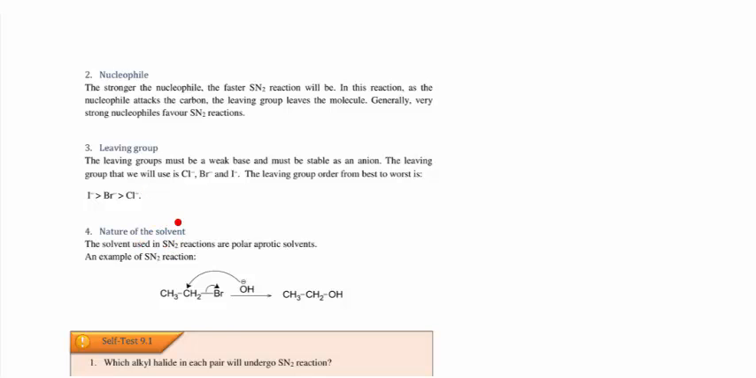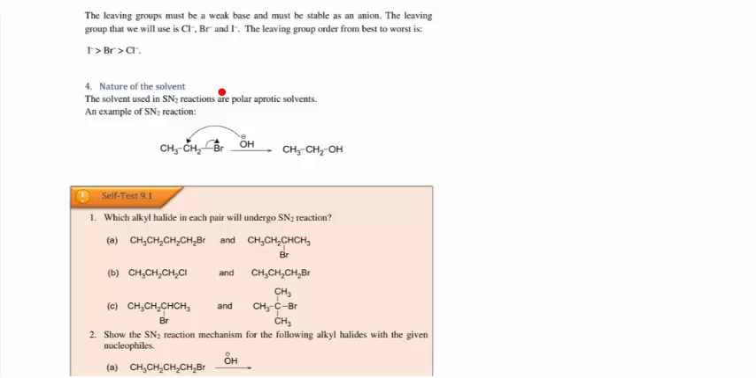And the last one, which determines the nature of SN2 reactions, is the type of solvent. So these are polar aprotic solvents. Aprotic meaning they do not have a hydrogen or an H+ ion attached to it. So it's basically in a basic medium, an OH- is usually what is used.